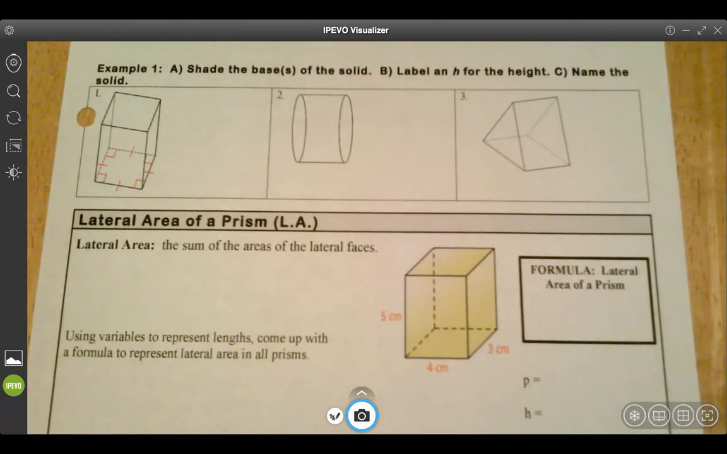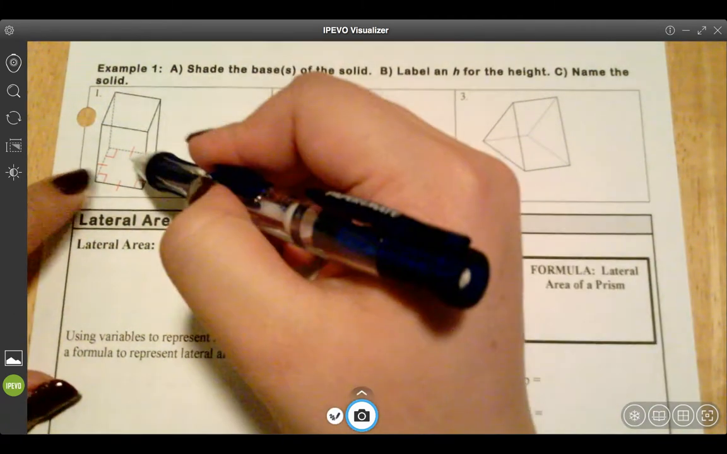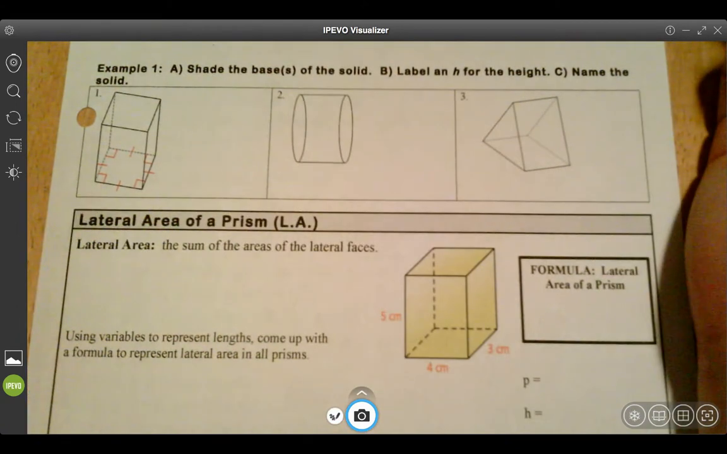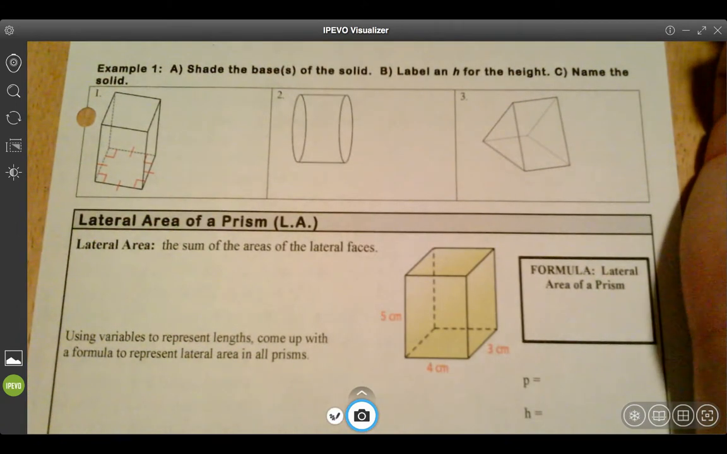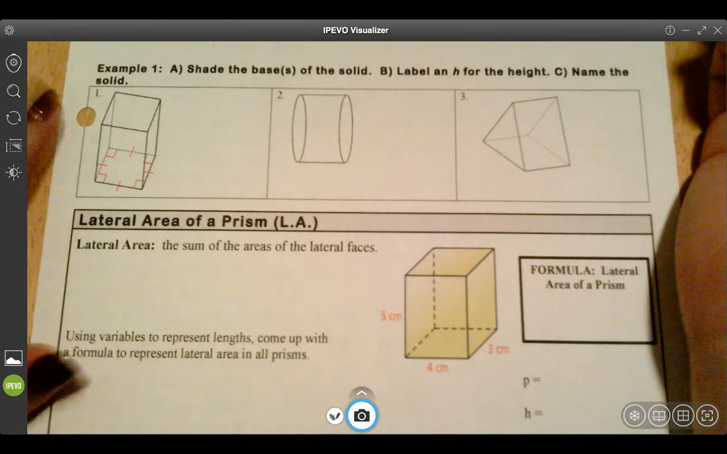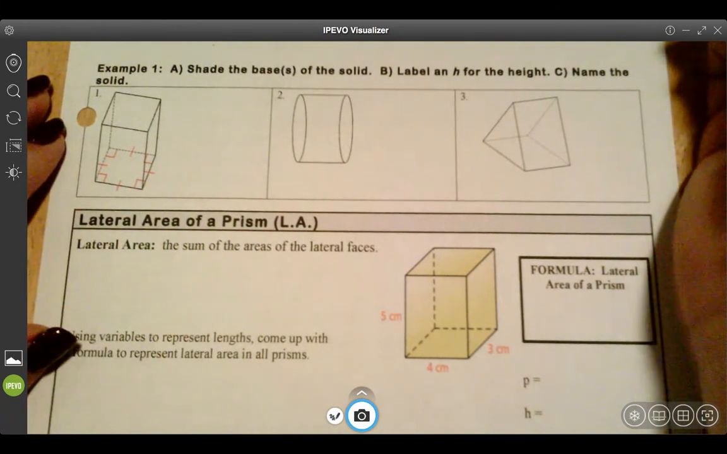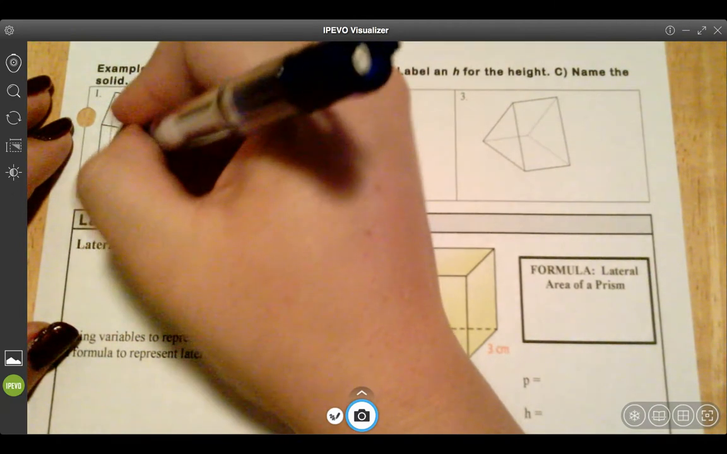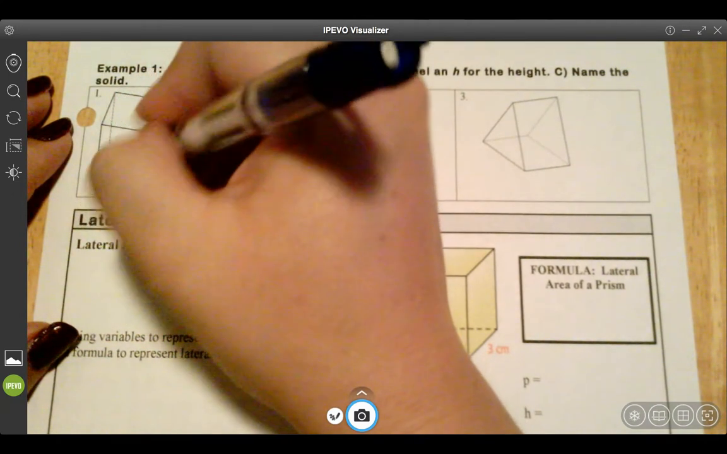So in this page, we're doing something similar. We're still shading the bases and we're labeling the height, but now we're going one step further to name the solid. So here we have a shape. We could choose any two bases to be our bases because they have congruent parallel sides. There are three pairs, but let's just choose the ones that are at the bottom and the top.